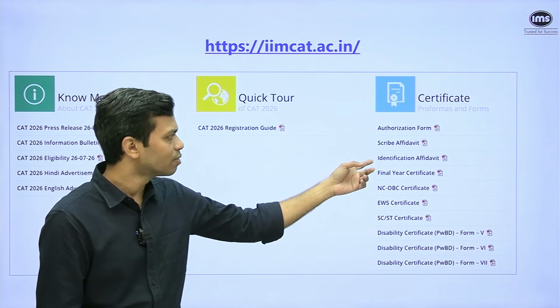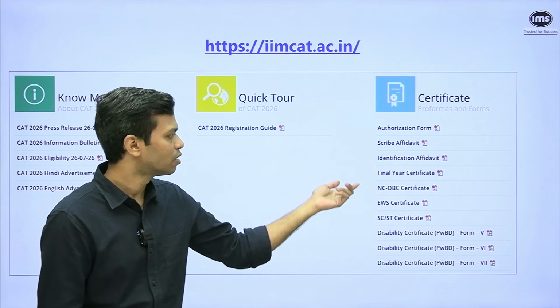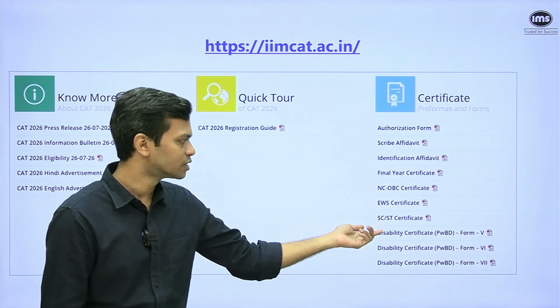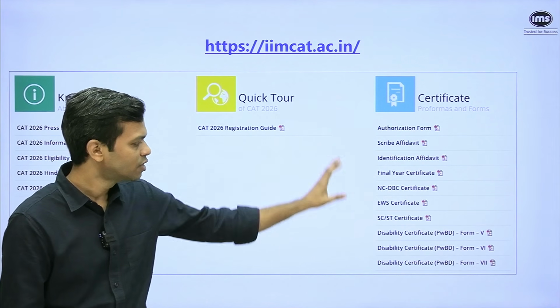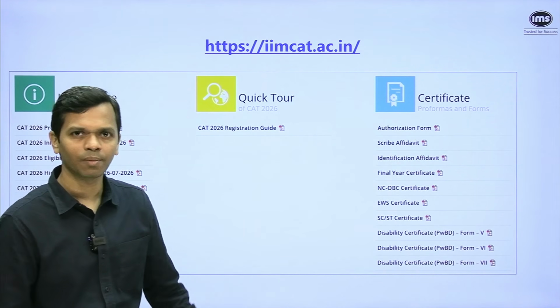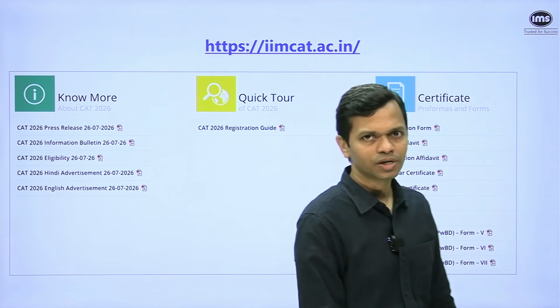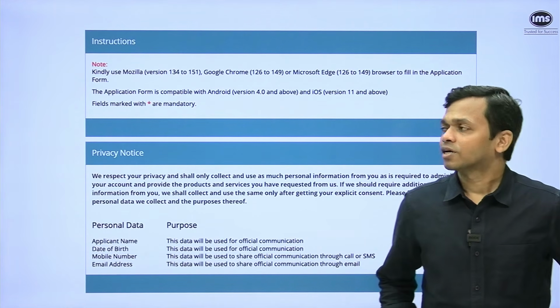So you have the scribe affidavit in case that is applicable, NCOBC certificate, EWS, SCST certificate, and all of these things. You can just go through this if it is applicable to you. Otherwise, it's not necessary. Okay. Now let's start the registration process.